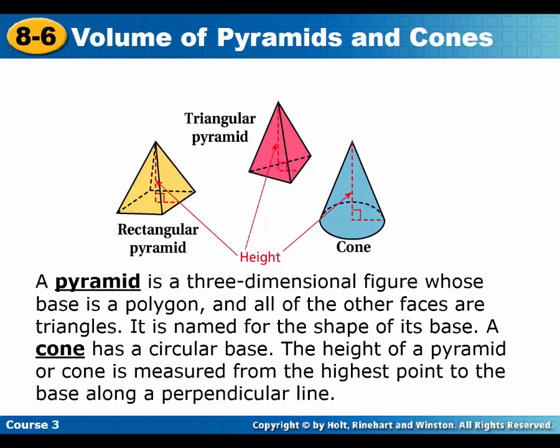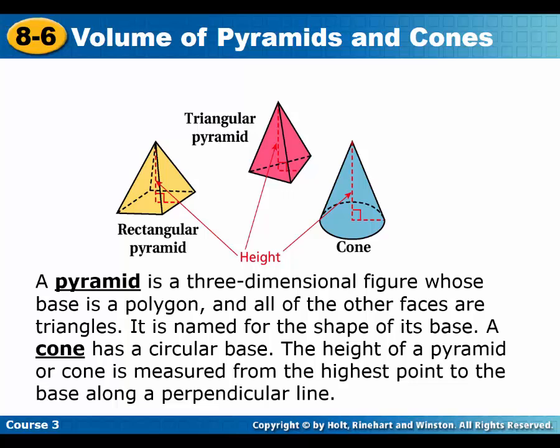Okay, so when we look at the definition of each of these, it says a pyramid is a three-dimensional figure whose base is a polygon, and all of the other faces are triangles. It is named for the shape of its base. A cone has a circular base. The height of a pyramid or a cone is measured from the highest point to the base along a perpendicular line.